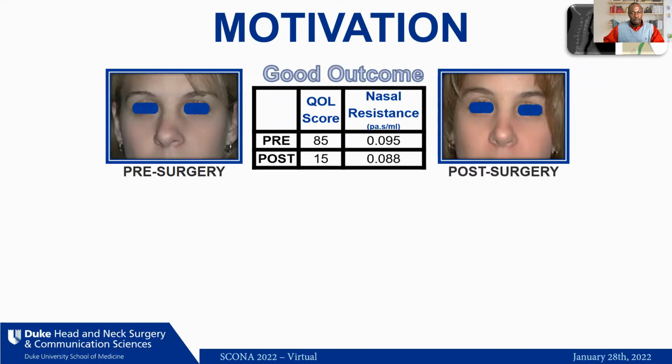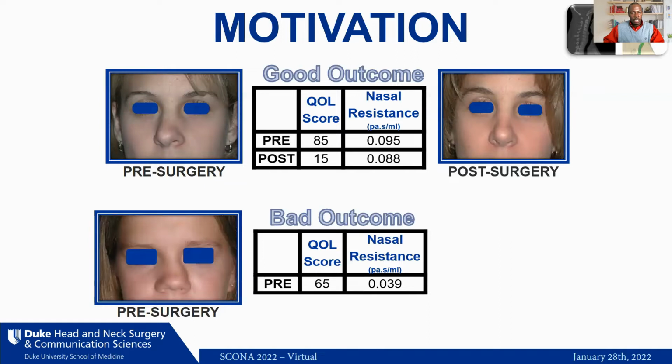Both the patient reported quality of life score and nasal resistance values reduced significantly, indicating an improvement in surgery and also showing that surgery was effective. Notice that a high quality of life score signifies increased nasal obstruction, while a low quality of life score indicates improved nasal outcome or improved nasal patency.